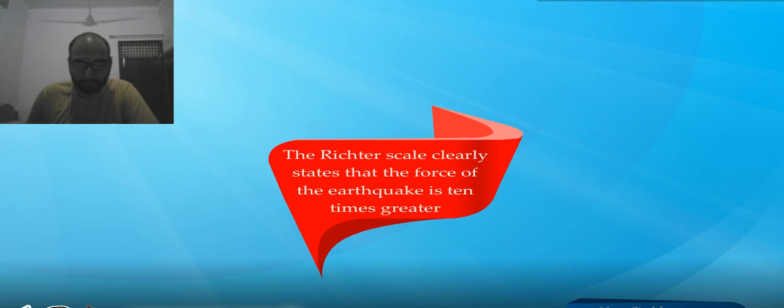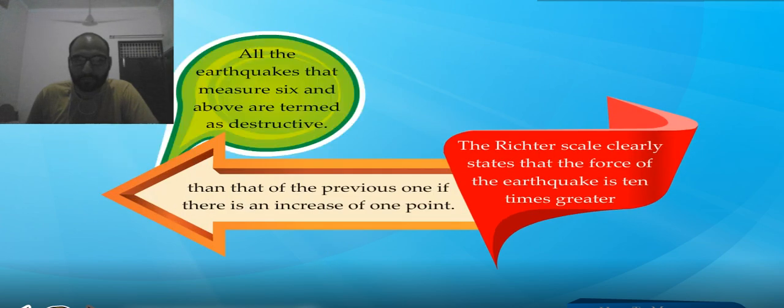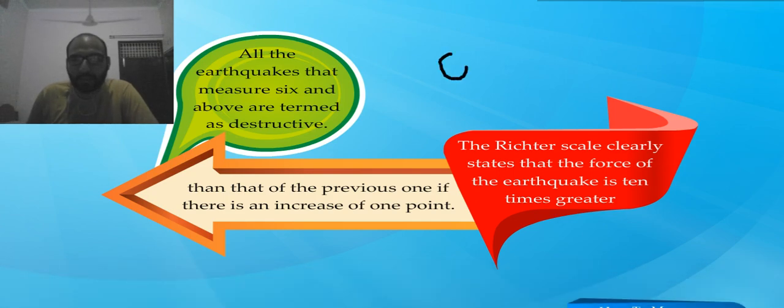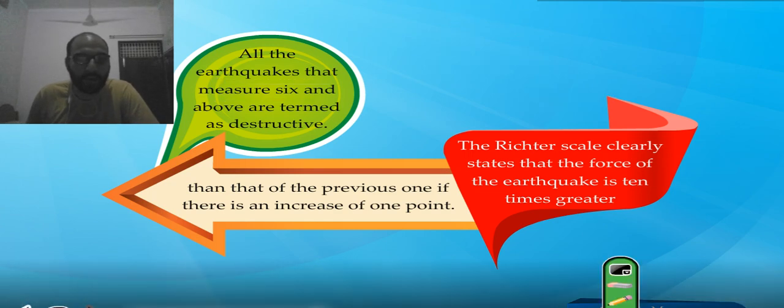The Richter scale clearly states that the force of the earthquake is 10 times greater than that of the previous one if there is an increase of 1 point. All the earthquakes that measure 6 and above are termed as destructive. Yes, so you know that the seismic scale, the Richter scale, is from 0 to 9. 9 means the highest, the most destructive earthquake. If the Richter scale reading is more than 6, then ultimately that is a destructive earthquake which can even cause a lot of problems in nearby areas.